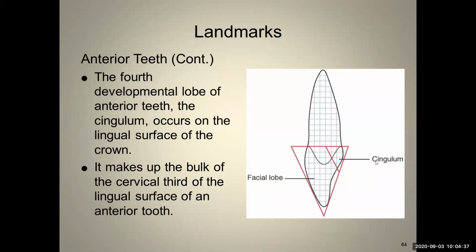The 4th developmental lobe of an anterior tooth has something called a cingulum, and that cingulum occurs on the lingual surface of the crown. And this is the cingulum here. This is the fossa or the concavity, the shovel portion of the tooth. This is the cingulum, the 4th lobe. It makes up the bulk of the cervical third of the lingual surface of the tooth.